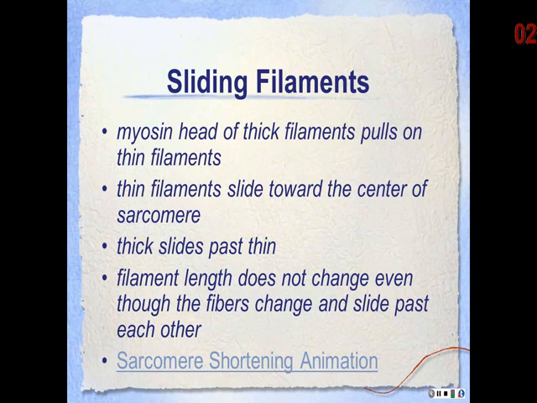Sarcomeres shorten and muscle contracts using sliding filaments. The myosin head of the thick filament pulls on the thin filaments. The thin filament will then slide towards the center of the sarcomere. The thick fibers slide past the thin fibers. The filament length does not change even though the fibers slide past each other to shorten the sarcomere. While reading this and listening to it, it probably sounds pretty confusing. That's why we're going to watch a short animation here that is going to show this process and help clarify it.